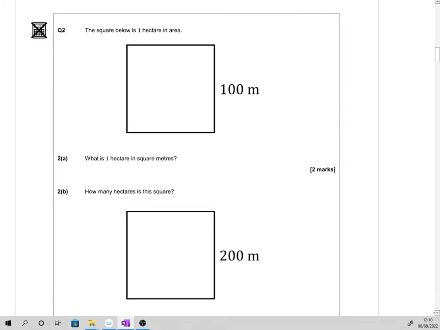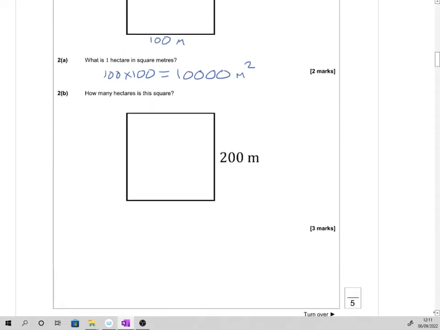The square below is a hectare in area. Okay, so that's 100 meters, because it told me it's a square. So a hectare in square meters is 100 times 100, which is 10,000 meters squared. A hectare is 10,000 meters. So how many hectares is this square?